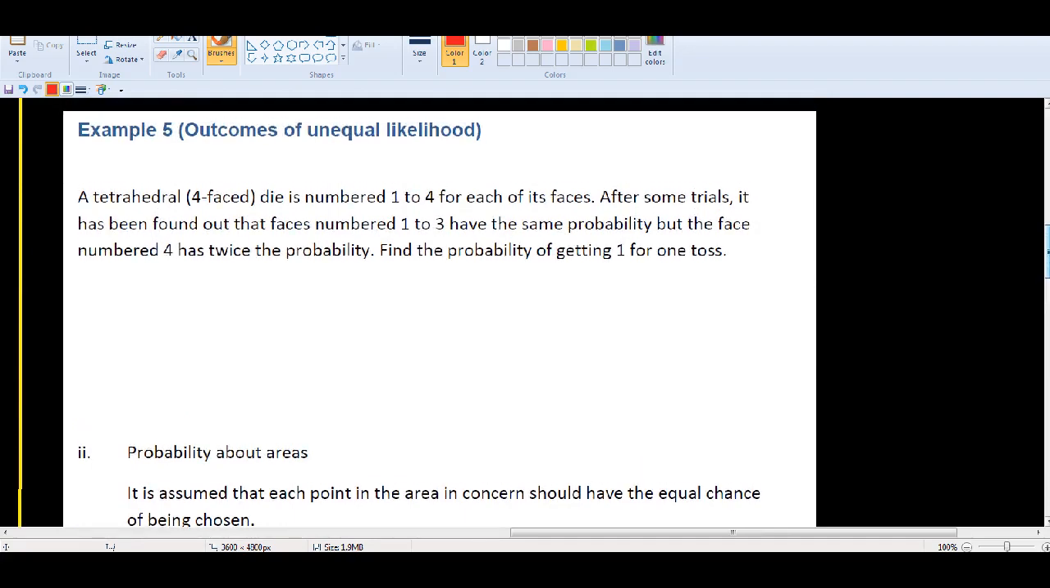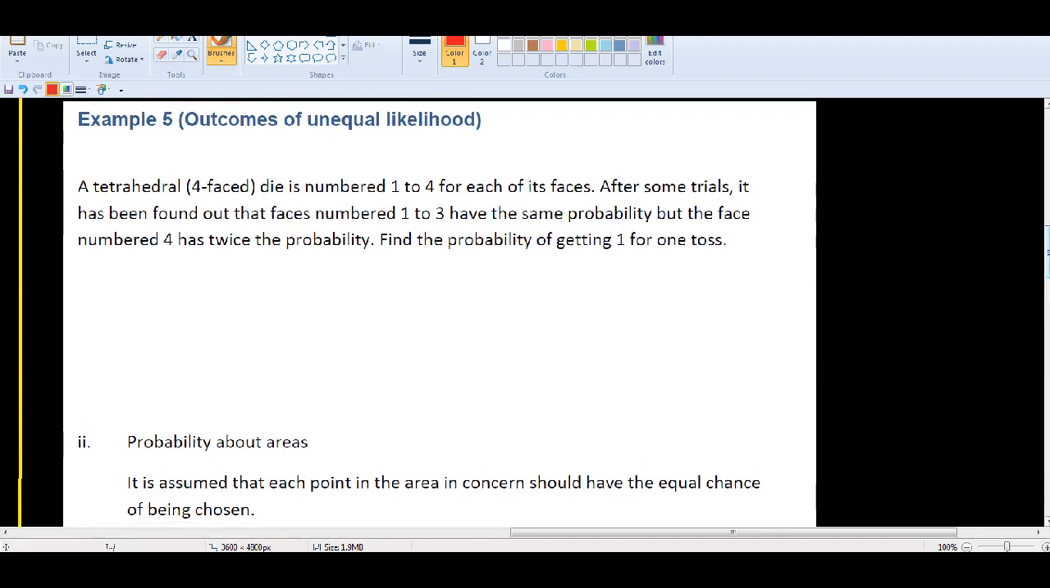Okay, that would be our example 5. A tetrahedral die, tetrahedral means 4 faces. So it's a die like this. You might label some numbers onto it: 1, 2, the other side is 3 at the back, and here you might have 4. So that's the die.